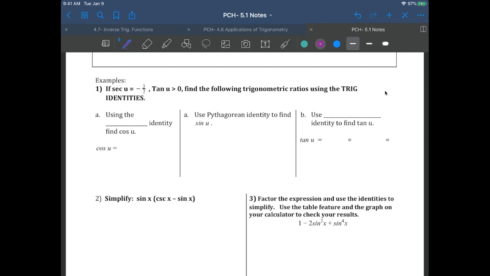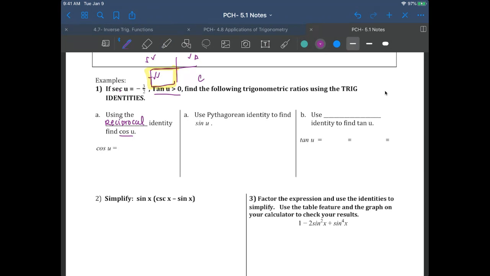So first we're going to use our reciprocal identity to find cosine of u. I am, number one, going to look at where this angle is. So all students take calc, and secant is the reciprocal of cosine. So where is cosine negative? In quadrants 2 and 3. And then tangent of u is positive, so that would be quadrants 1 and 3. So my ratio is going to be in the third quadrant, or my triangle.